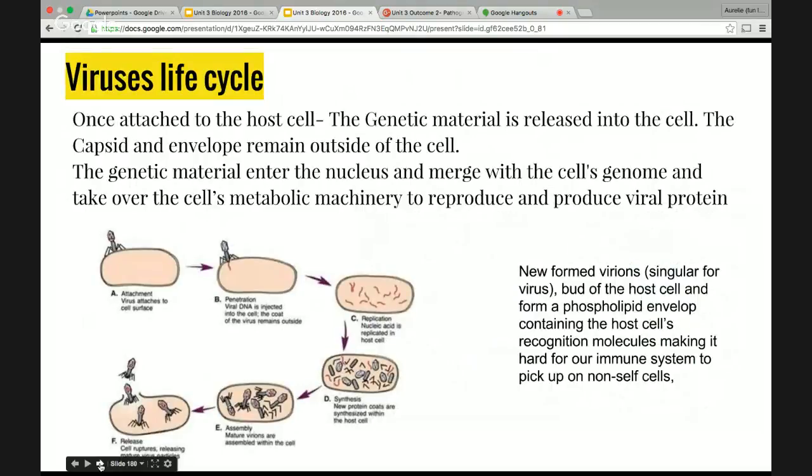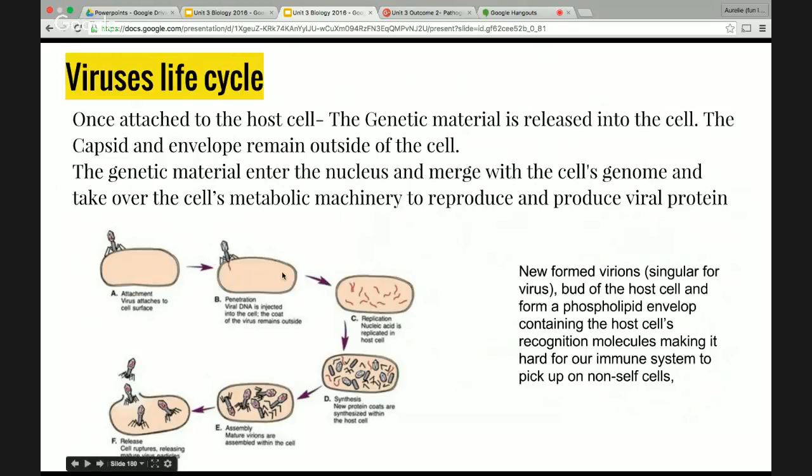The virus life cycle. Once attached to the host cell, so here you see a virus attached to the cell surface, the genetic material is released into the cell. You can see here the genetic material comes down and enters the cell. The capsid and envelope remain outside of the cell, but the genetic material enters the cell.